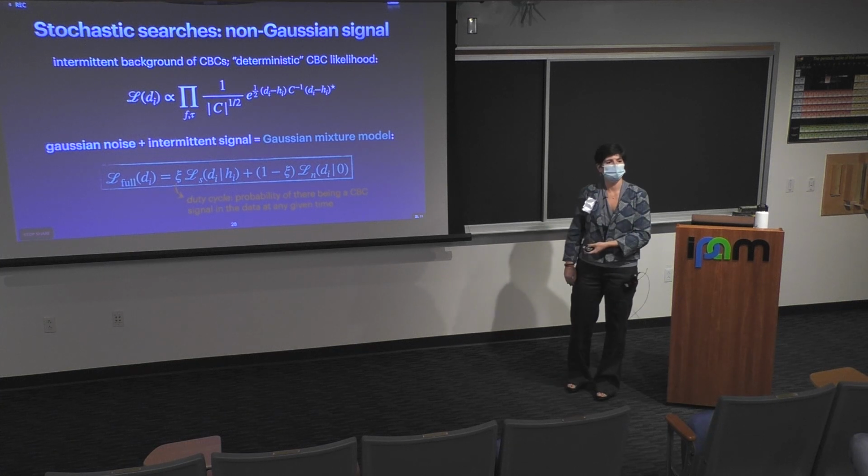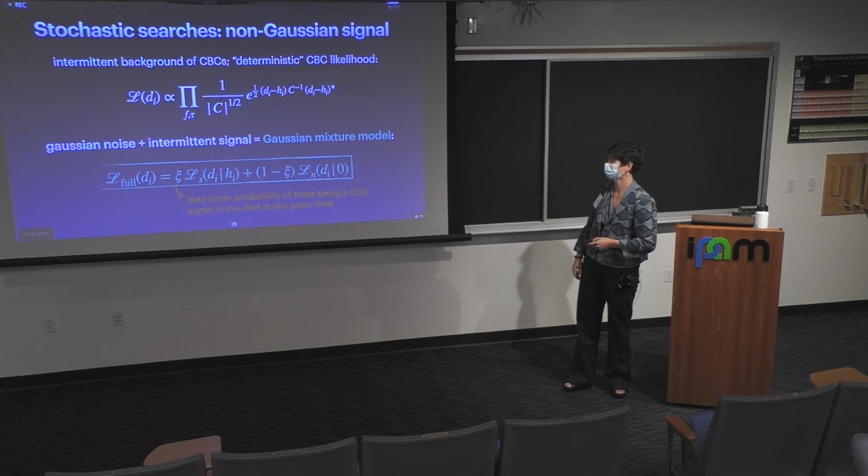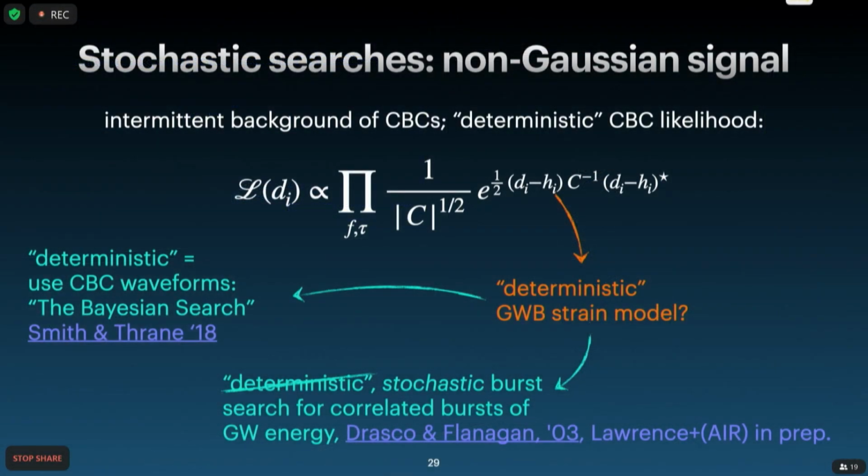And how do you actually apply this to real data is a tricky question, and it can get hairy in no time. And the way I think about it is you ask yourself, well, am I going to use really a deterministic model to model these bursts? So if you say, yes, absolutely, I'm going to use a CBC waveform, and in each little segment of data, I'm going to fit this waveform to the data and say, do you have a CBC in it? Well, then you're going to do something like the Bayesian search, which was first formulated in 18 by Smith and Thrane.